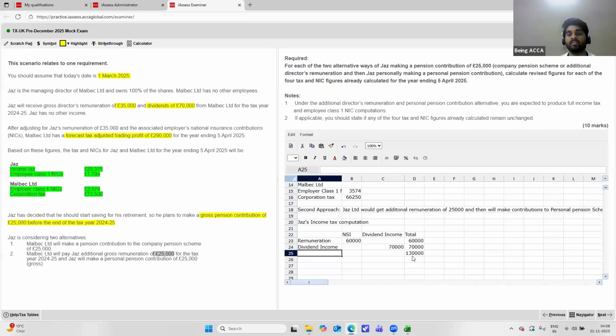Now, once you've calculated this, what do we know? The income is exceeding the threshold of 125,140, which is the threshold we consider when calculating a deduction in the personal allowance, correct? So for that reason, we should calculate the reduction in the personal allowance, less personal allowance. How do we calculate that? We will show it on a working one.